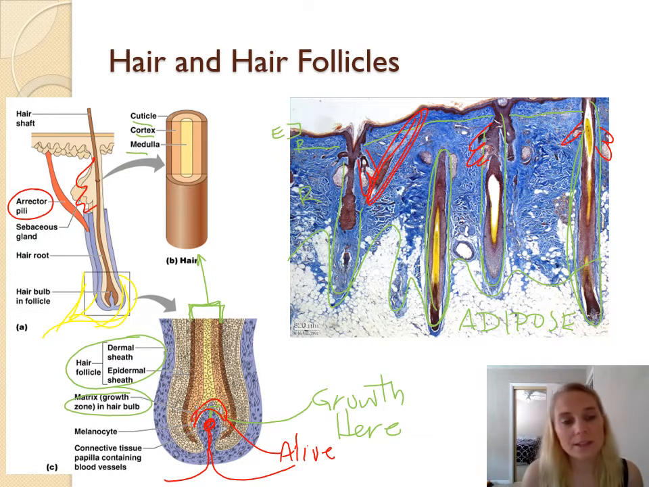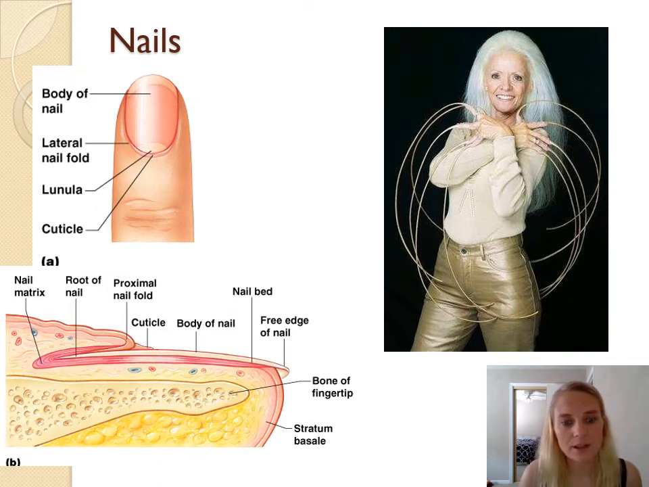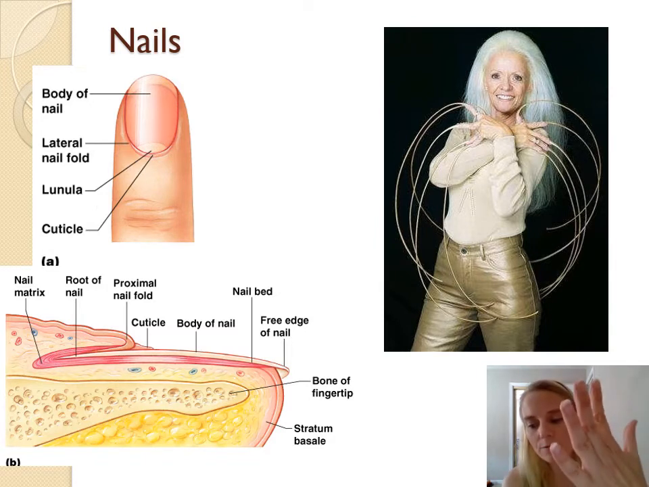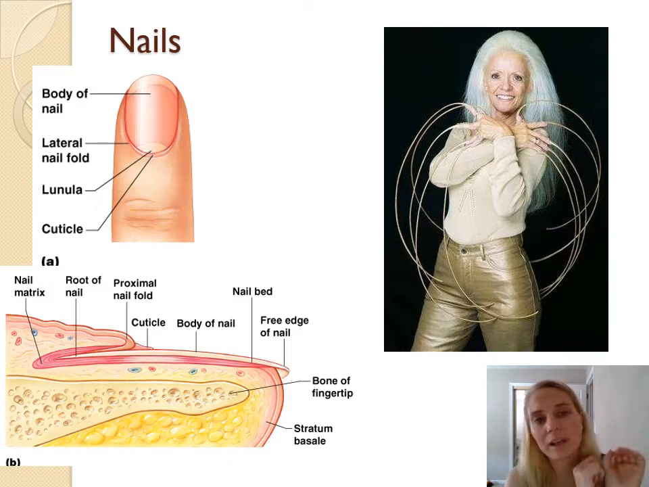All right, our last accessory structure is fingernails and toenails. I always use this picture. She's a great looking lady, but she's got really long fingernails. I think she was a record holder at some point in time. But I just really like that picture. So you have your own fingernails and toenails to look at as you're going through the anatomy, and you can practice labeling your own fingernails.